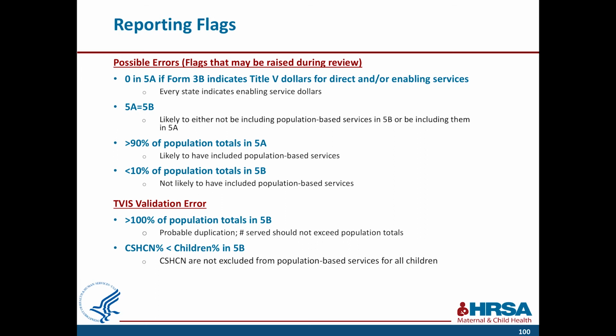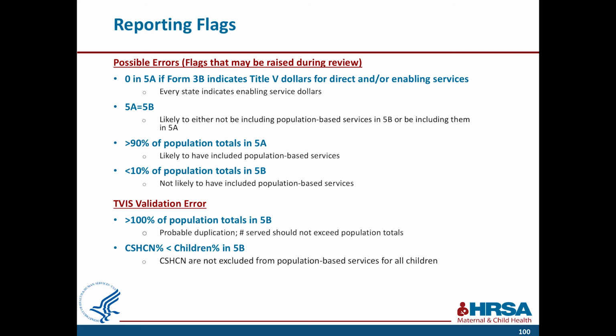Greater than 90% of your population in 5A, again, you're probably bringing in some population-based services. Look at those examples. Less than 10% of your population totals in 5B, you're probably not bringing in those population-based services. The validation errors in TVIS, now that we have the denominators in there, if you have greater than 100% of your population total, you're going to get some kind of an error message, is that correct? To flag it for you.